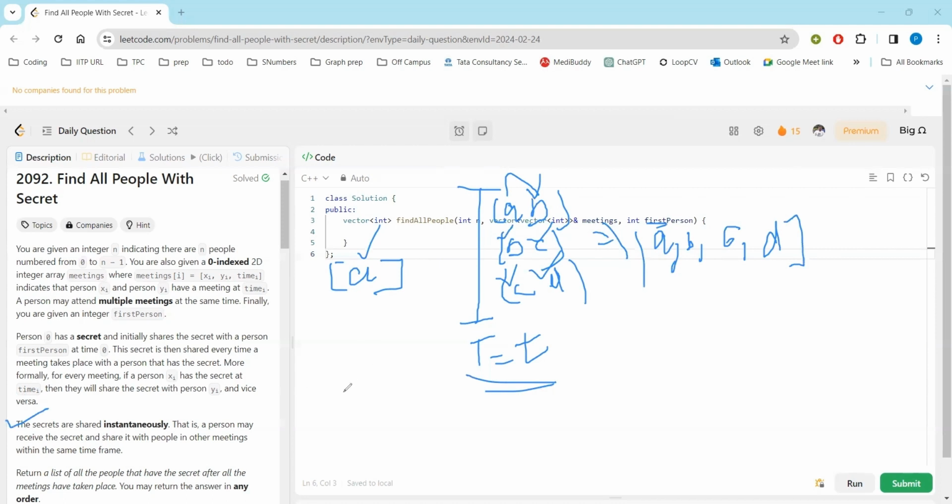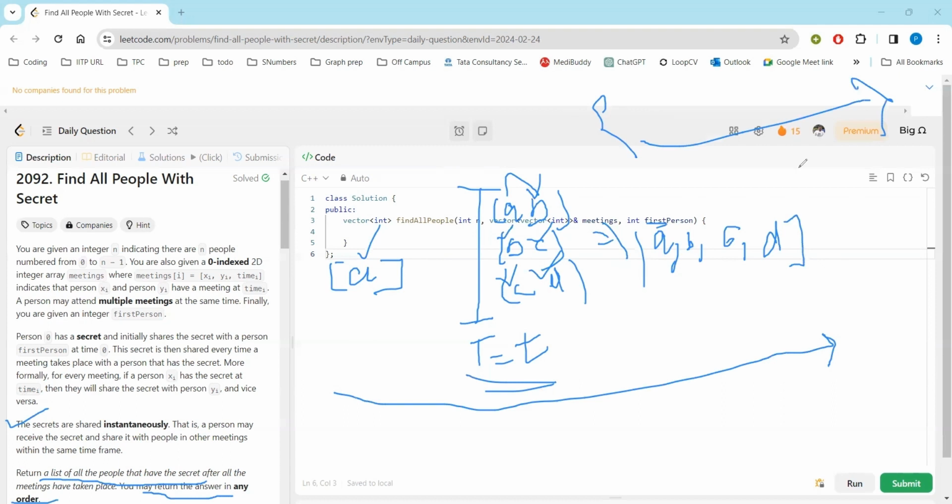So after all the time frames and all the meetings have been attended, we have to return a list of all the people that have the secret, and we can return the answer in any order. So we have to return the list of who knows the secret, and we can return it in any order. It's not necessary to be in ascending order.